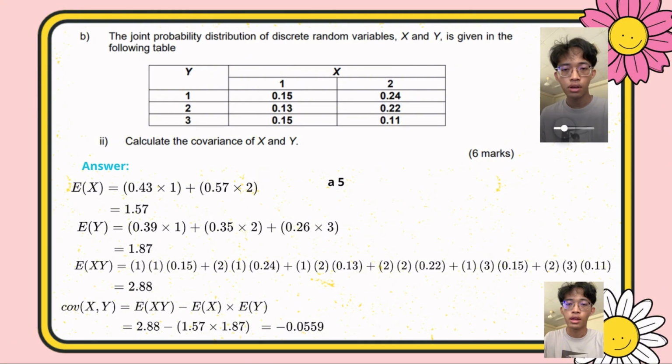Next, I will calculate the expected values of X and Y. The expected value of X is obtained by multiplying each value of X by its marginal probability, giving an expected value of 1.57. The expected value of Y is calculated in the same way and gives an expected value of 1.87.